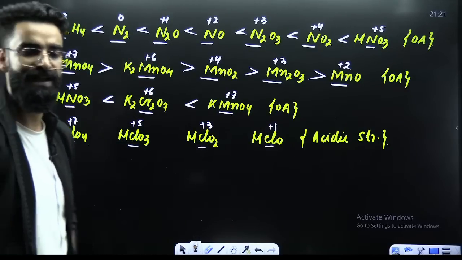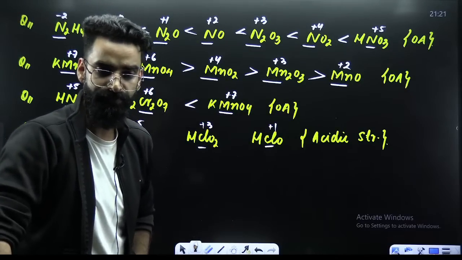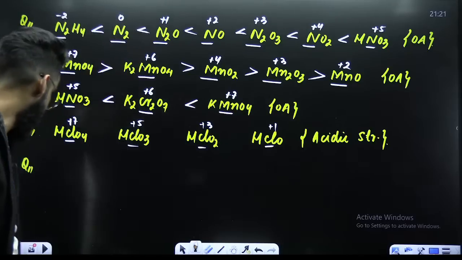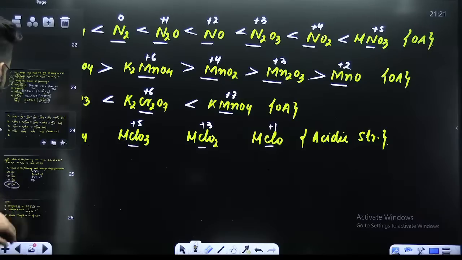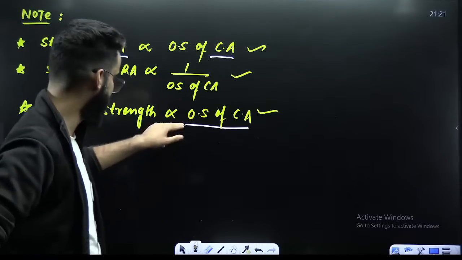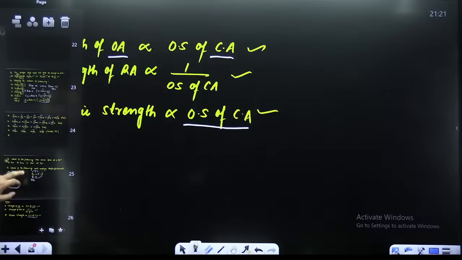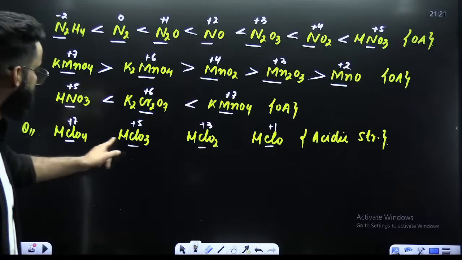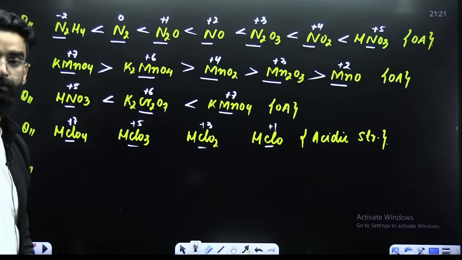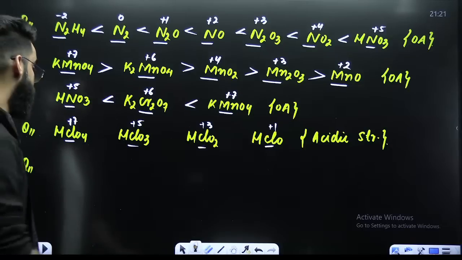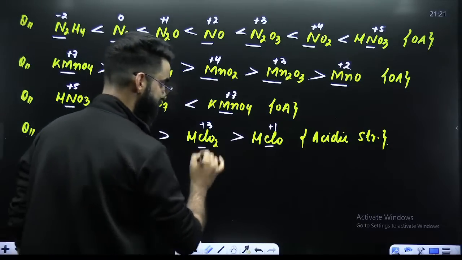Arrange the following on the basis of their acidic strength. I give you one order. Acidic strength is directly proportional to the oxidation state of the central atom in this case. So, the more the oxidation state of the central atom, the more the acidic strength is going to be. So this is the acidic strength order.